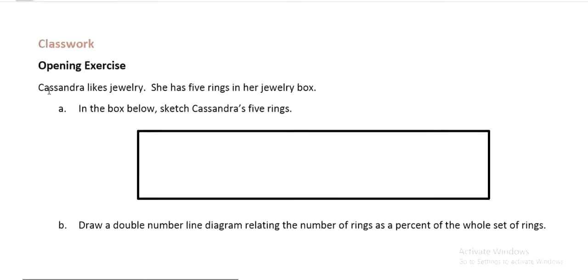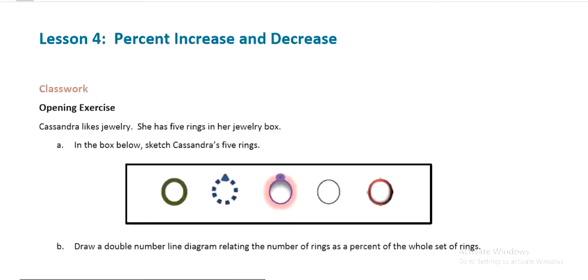Open exercise says Cassandra likes jewelry. She has 5 rings in her jewelry box. In the box below, sketch Cassandra's 5 rings. All right, I'm no artist, but I'll go ahead and try sketching the 5 rings. There we go. So 1, 2, 3, 4, 5 rings. Notice I put some extra styling on them.